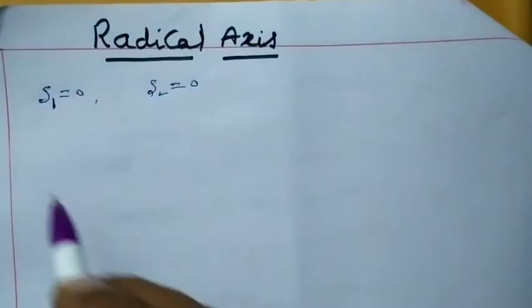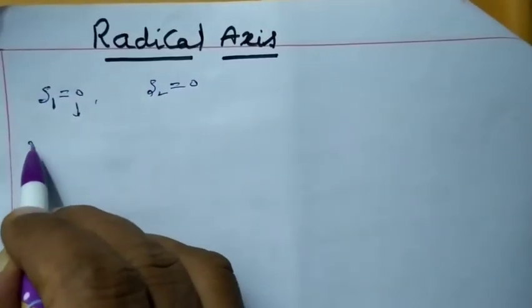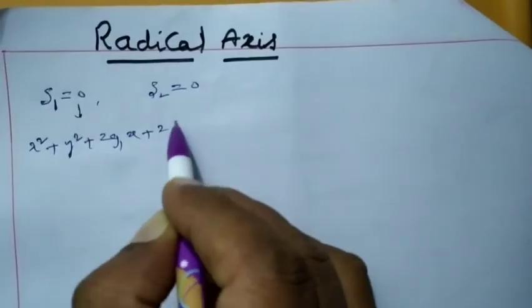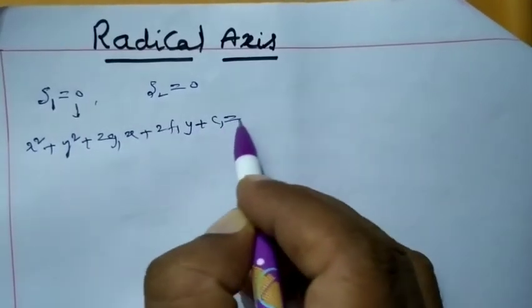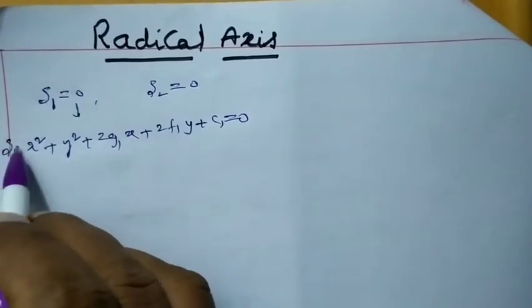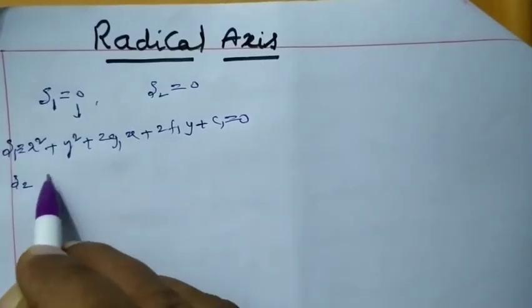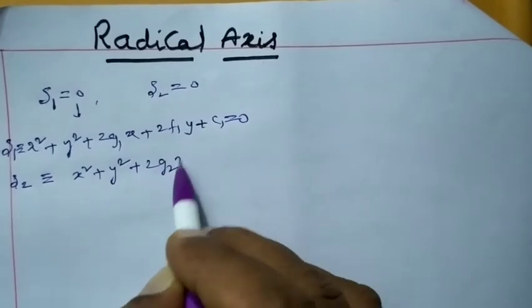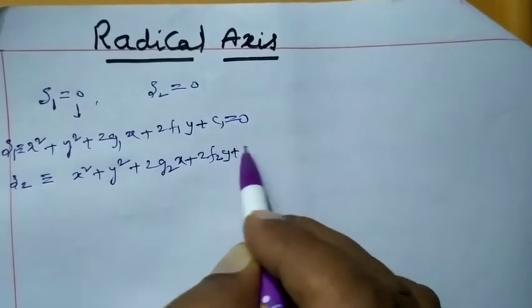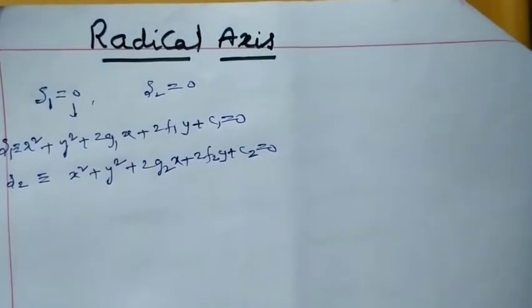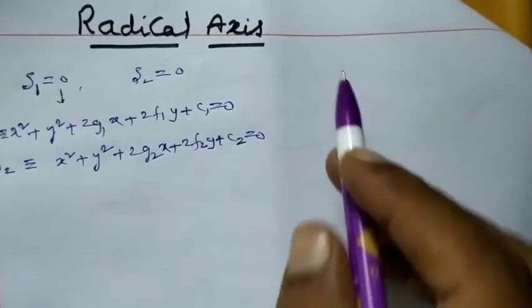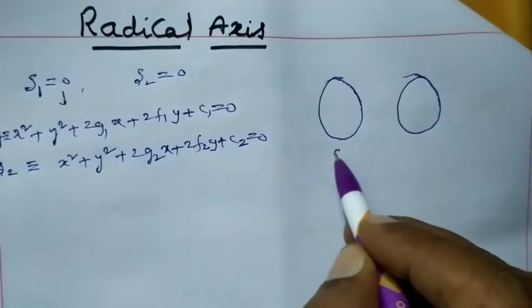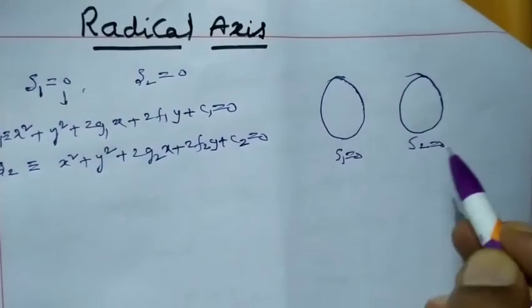These are two circles. Suppose the equation of the first circle S1 is x square plus y square plus 2g1x plus 2f1y plus c1 is equal to 0. And the equation of the circle S2 is x square plus y square plus 2g2x plus 2f2y plus c2 is equal to 0. S1 is equal to 0 and S2 is equal to 0 are the two circles.